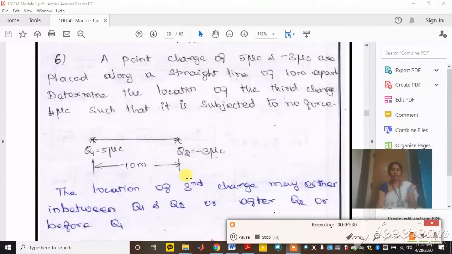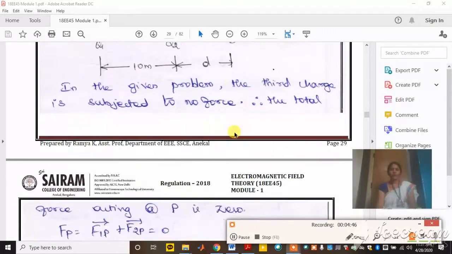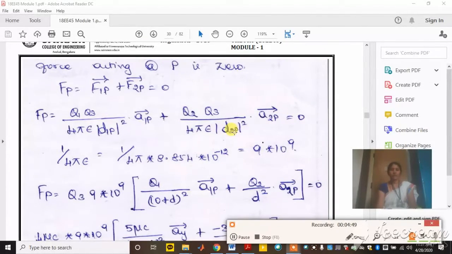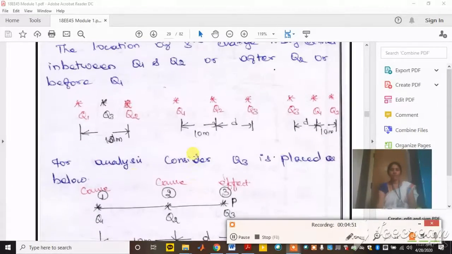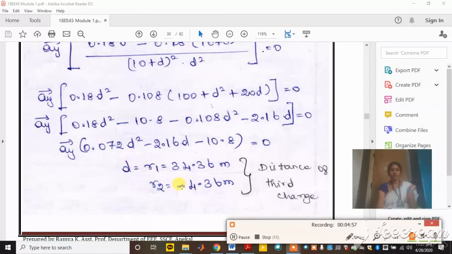It is one type of problem where we can identify the location of the third charge when it is subjected to no force. The main thing here is that this 4 microcoulomb charge is subjected to no force, so it is going to be your effect, and all the other charges are going to be your cause. Here I am not considering the unit vector because the unit vector is AY, as it is placed on the straight line, and in the coordinates we are considering this axis to be the AY axis. This is how you need to solve the problem.